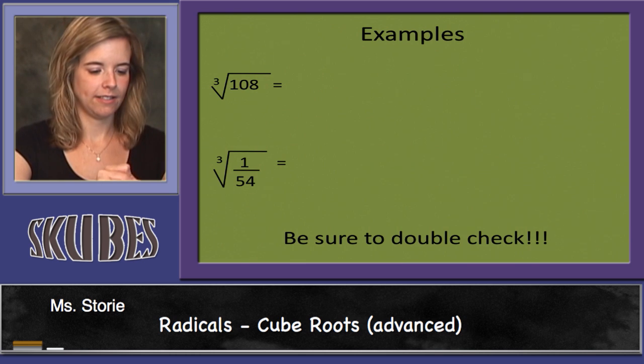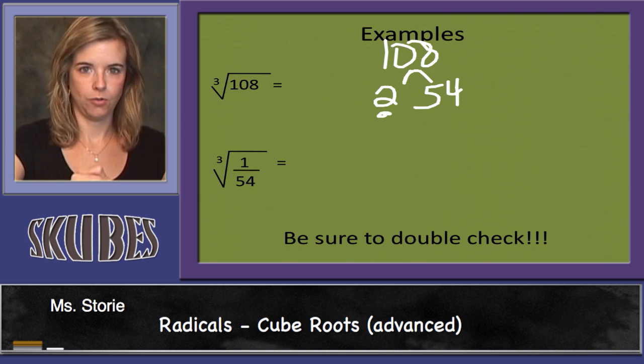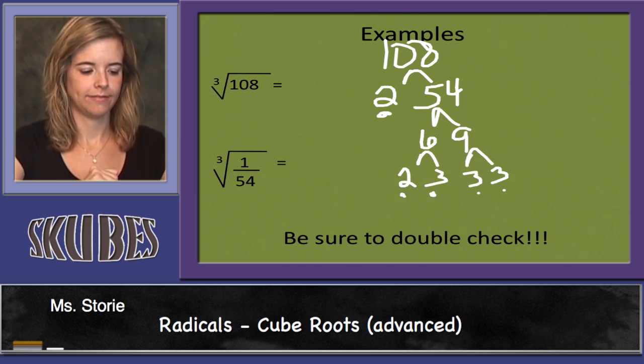So let's look at 108 as an example. We're going to take 108 and prime factor it. I know that 2 goes into there 54 times. 2 is prime. 54 is not, so 6 and 9. Let's break them down into 2 and 3. Those are both primes. And then 9 is 3 and 3.